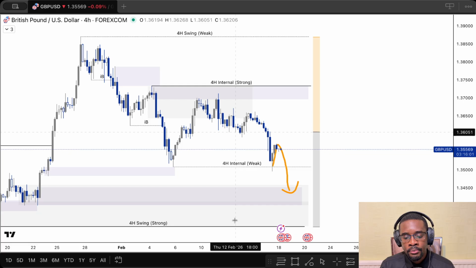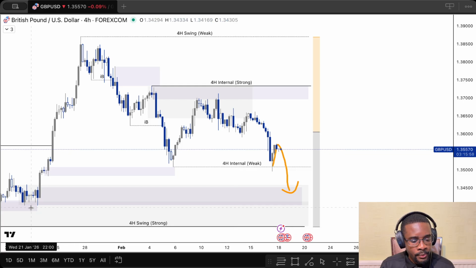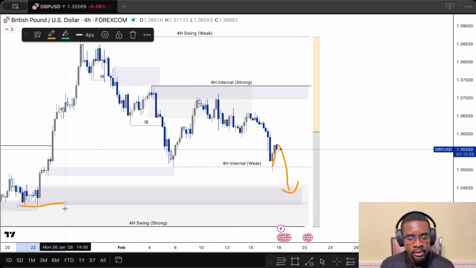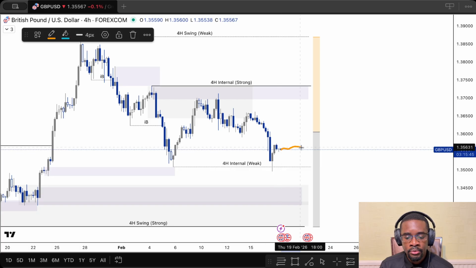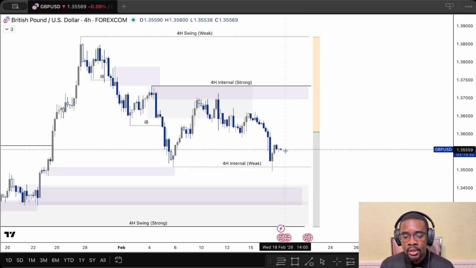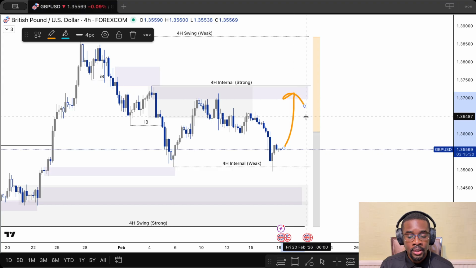So it is a possibility because we also have these relatively equal lows as well, okay, so that could be a target. However, price could just range and then wait for the FOMC tonight, okay, and then we may see it push down and then push up, who knows, or it may just start by going up, okay.